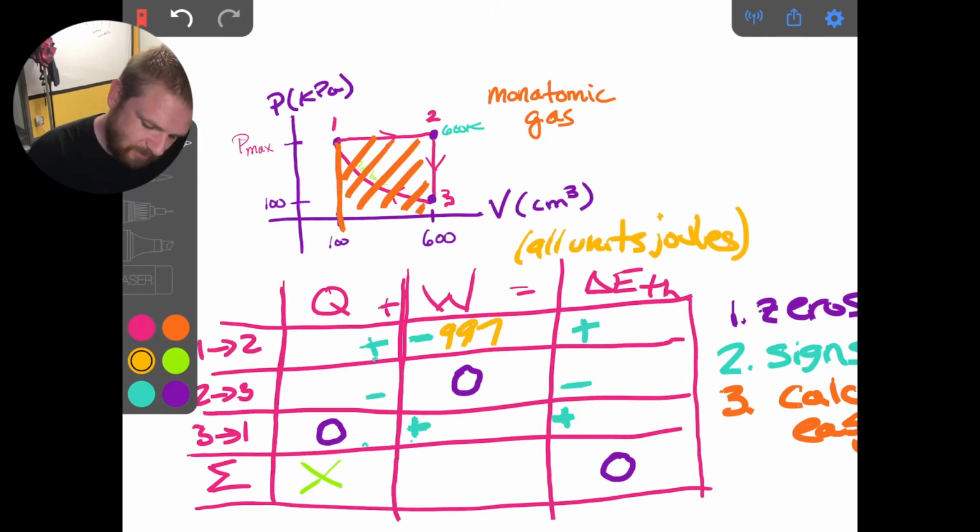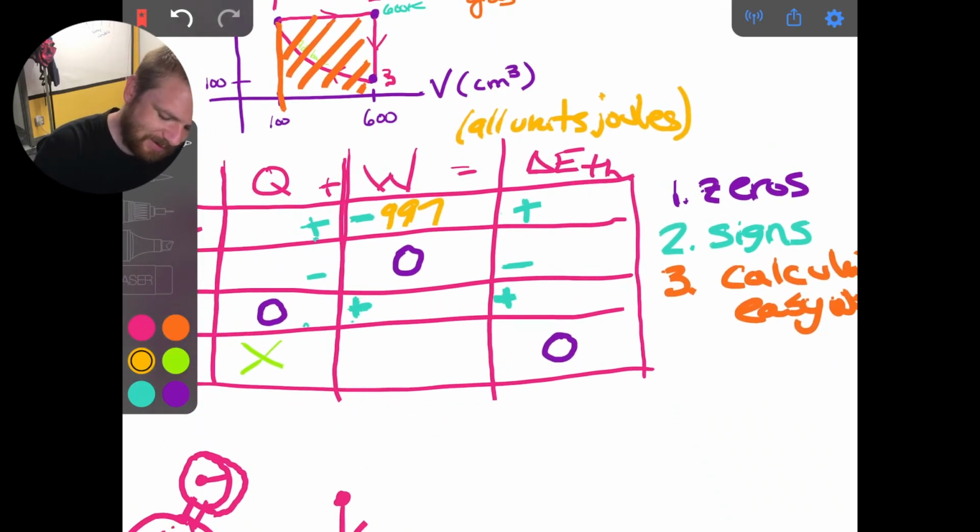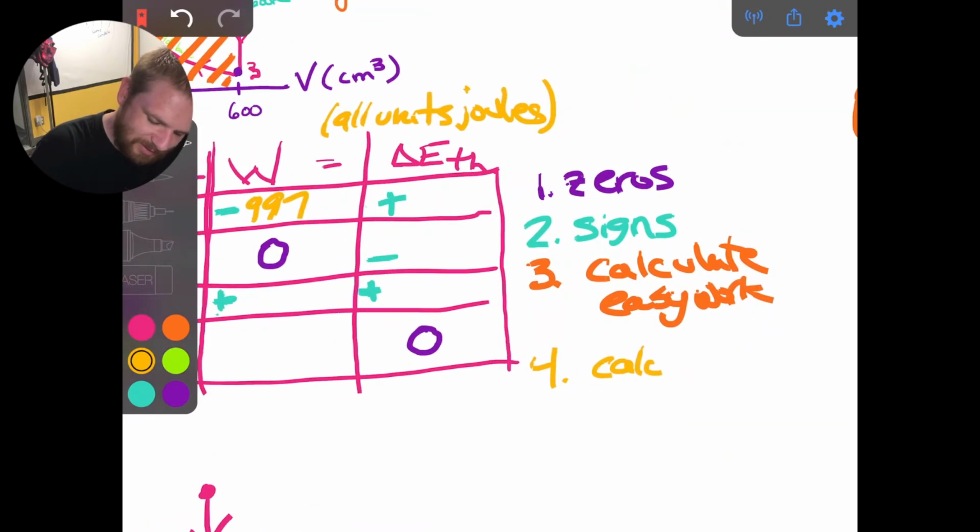Great. So does that allow us to calculate anything else? Not yet. Is there any other work that we can easily calculate? I don't see any. That was our only geometric integral there. So it looks like we're going to have to do the next step. And I recommend, if we calculate the easy work, the next thing to do is to calculate any values of delta E thermal that we can.